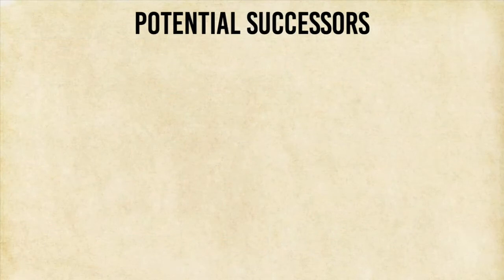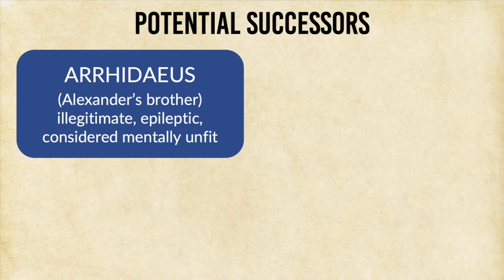So the generals had some options on the table, some things that they could potentially put into place for ruling this empire. One of the first options they had was to put a man whose name was Aridaeus. Aridaeus was Alexander's brother, and so Aridaeus came from the royal family. He was close to Alexander. He potentially could have been placed on the throne in Alexander's place. The problem with Aridaeus was, first, he was illegitimate. Second, he was epileptic. And thirdly, he was considered mentally unfit.